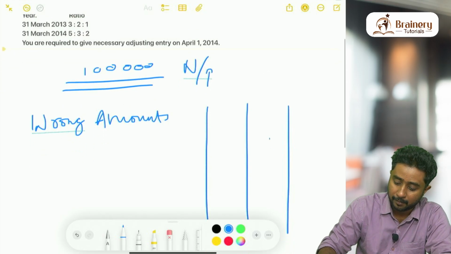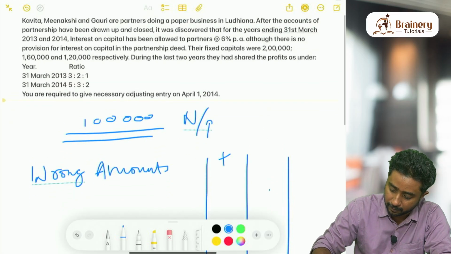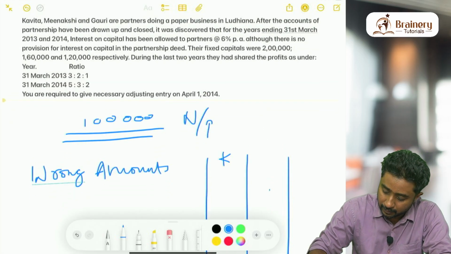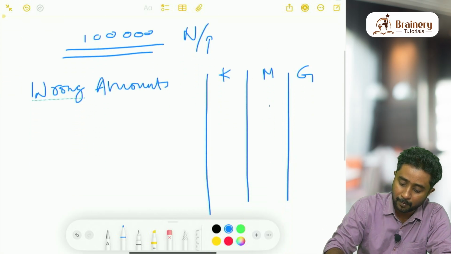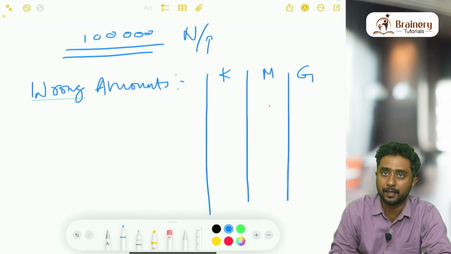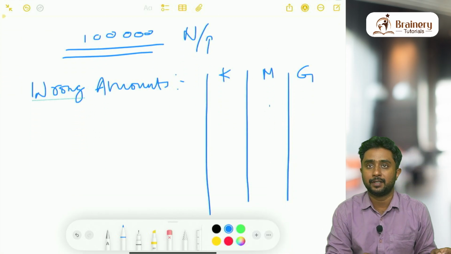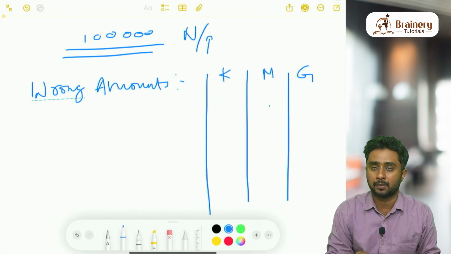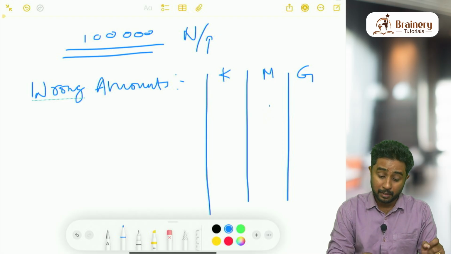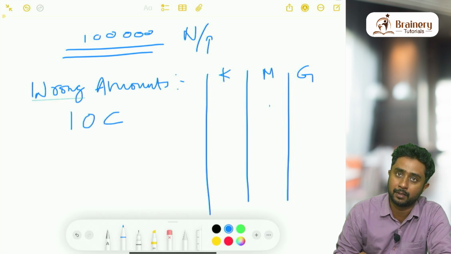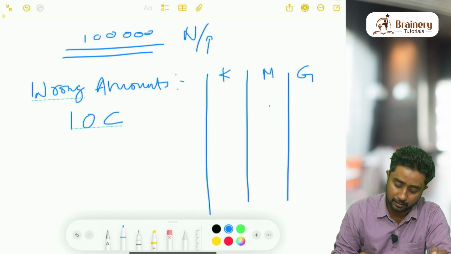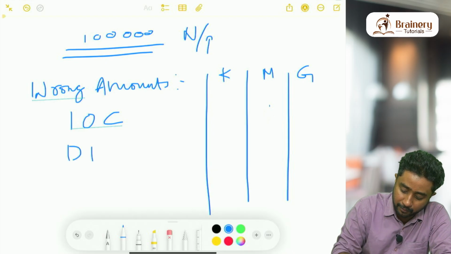Here, I am just giving the first letters of the partners' names: K, M and G. Wrong amounts means the amounts which have already been recorded wrongly in the capital accounts of the partners. As we know, two amounts have been written wrongly in the capital account of the partners. First amount is interest on capital, second amount is divisible profit.